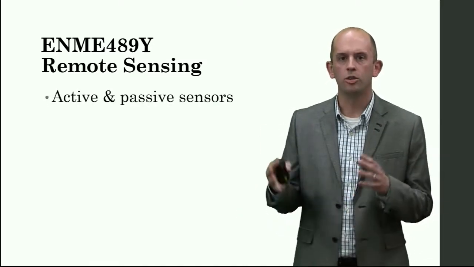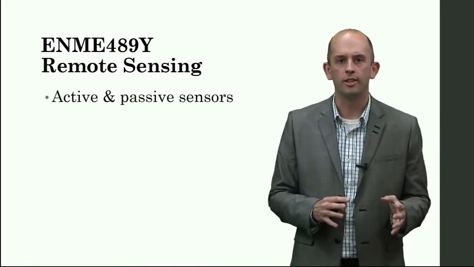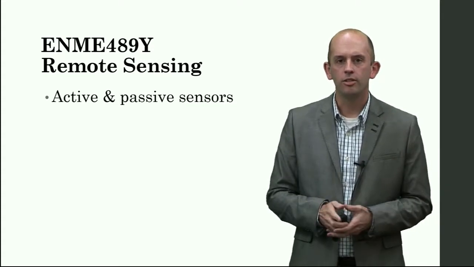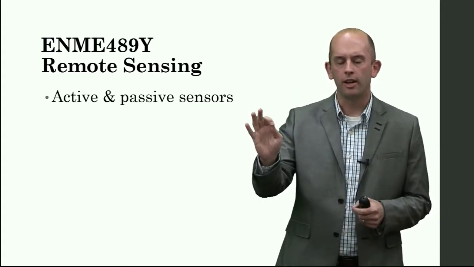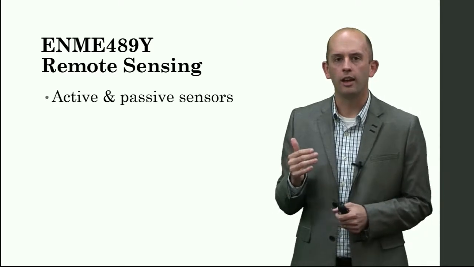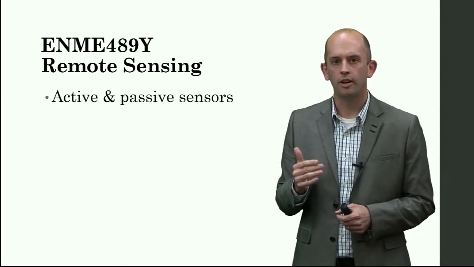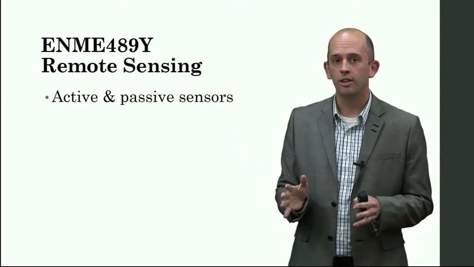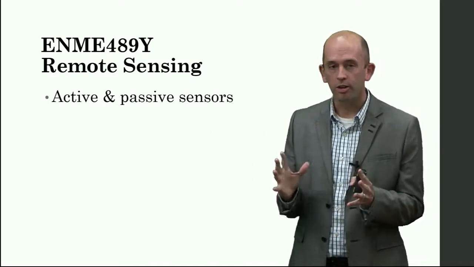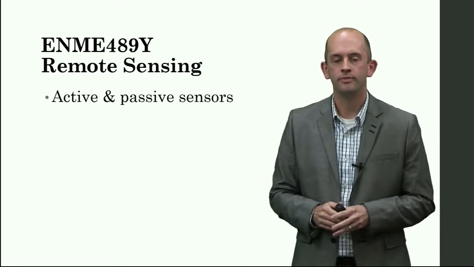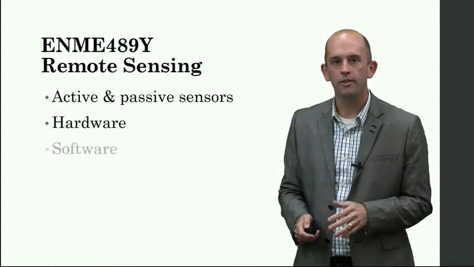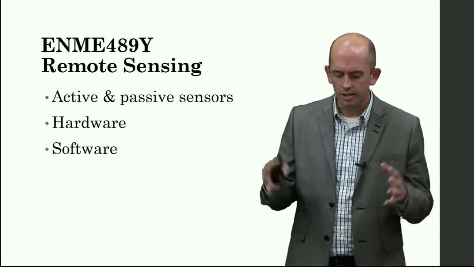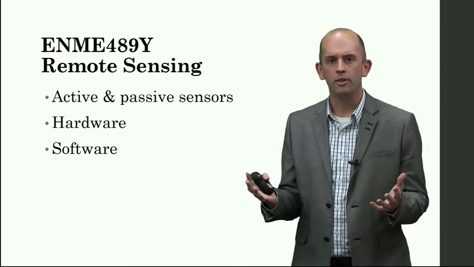Now, let's talk about the class a bit. In the class, we're going to be discussing active and passive sensor technologies. Active sensors are actively transmitting electromagnetic radiation and actively receiving that electromagnetic radiation scattered off the target. Passive sensors, on the other hand, are passively receiving naturally occurring electromagnetic radiation. We'll be discussing both the hardware and the software side of these sensors and really diving into the physics about how these sensors function.